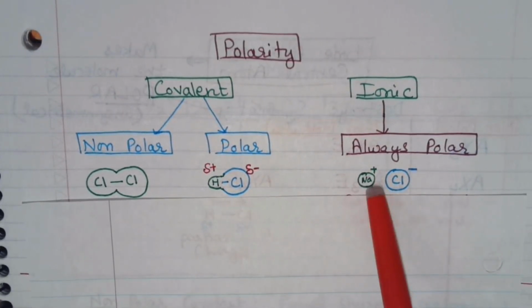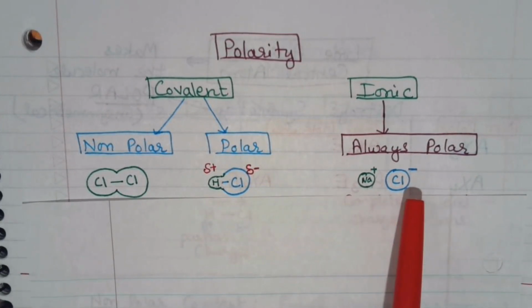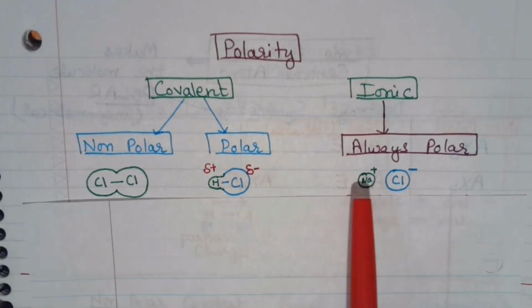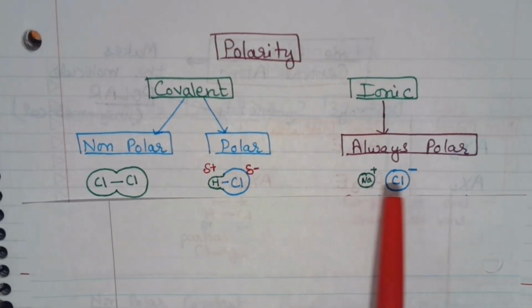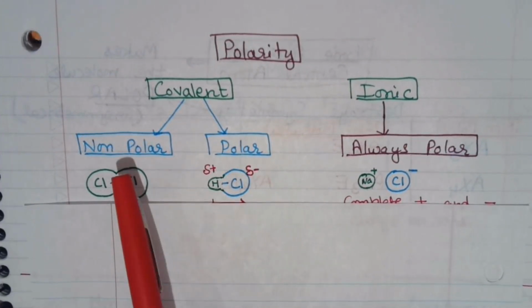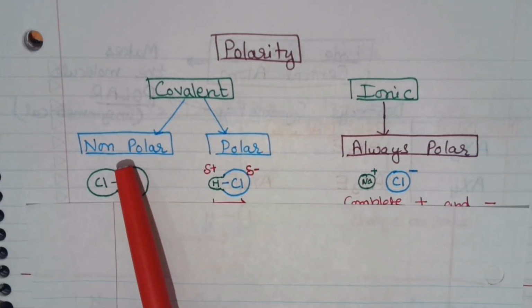of charges. You can see we have a plus charge on sodium and a negative charge on chlorine, so that makes chloride ion and sodium ion. So since there is complete charge separation, this molecule is always polar, right? Whereas in covalent molecules, the covalent bond can be polar or non-polar.